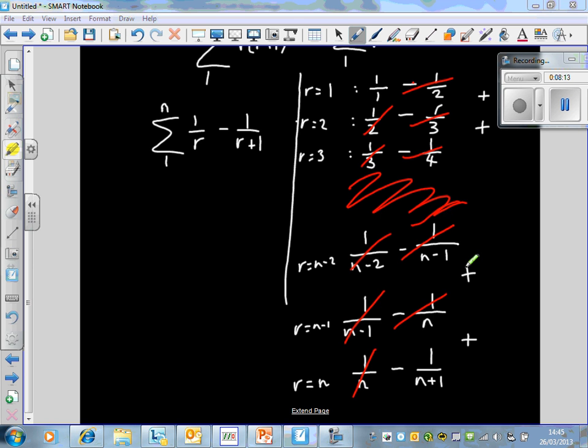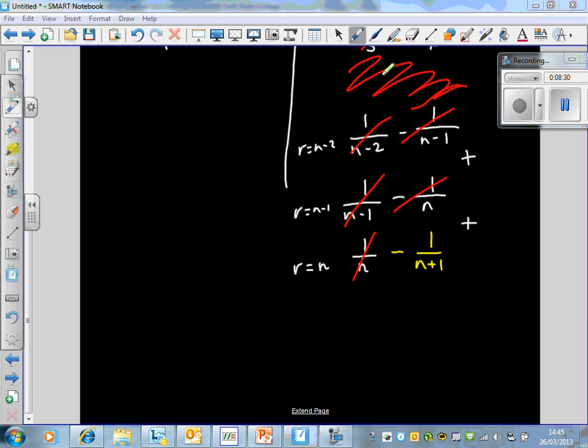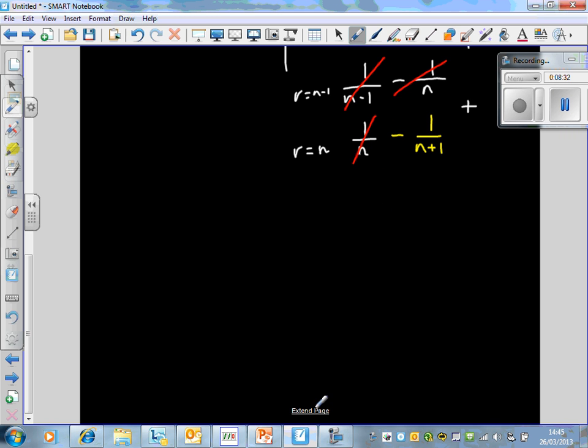And all we're left with is this bit here at the top and this bit here at the bottom. They're the only things which do not cancel. So that entire sum, the sum from 1 to n of 1 over r minus 1 over r plus 1, has basically reduced down to the formula 1 minus 1 over n plus 1.